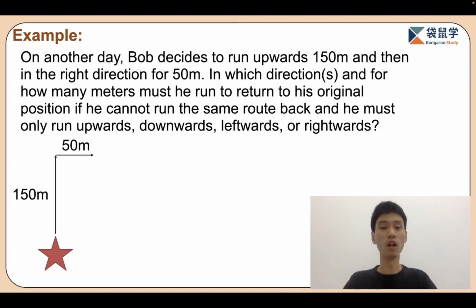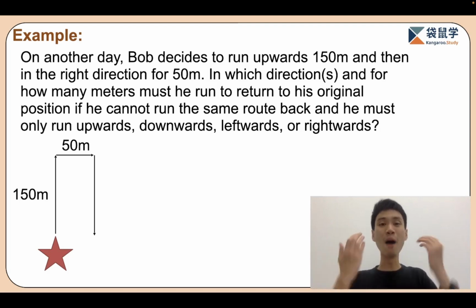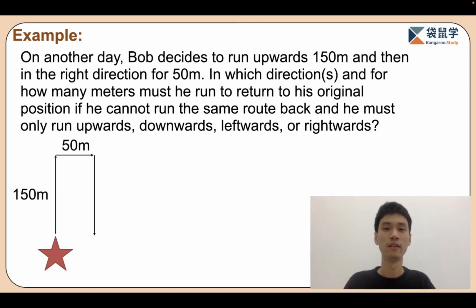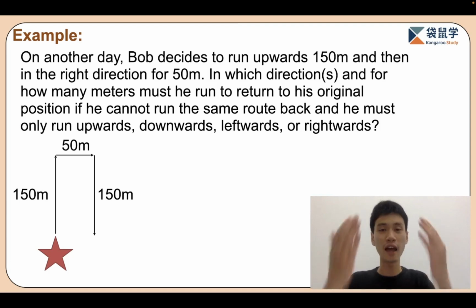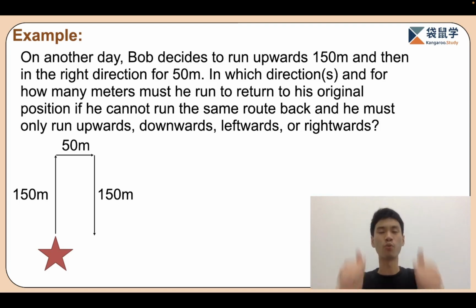Well, first of all, which direction would he go? The only direction he can go is down. Now the question is, how many meters down must he travel? If you said 150 meters, then excellent, you would be correct. Now, how would you know it's 150 meters? The exact same way as in the previous example. The length downwards is the same as the length upwards.